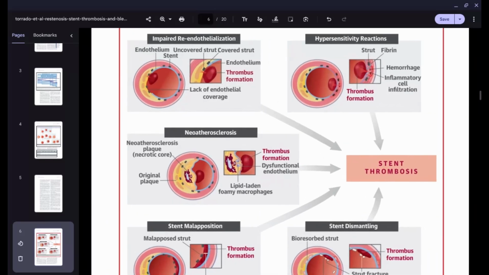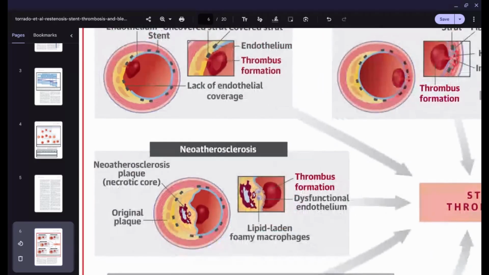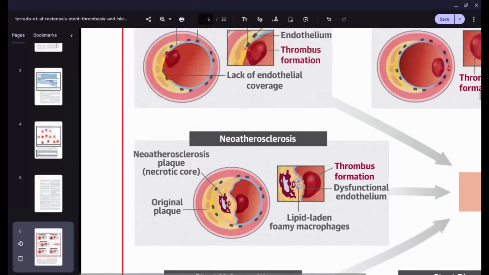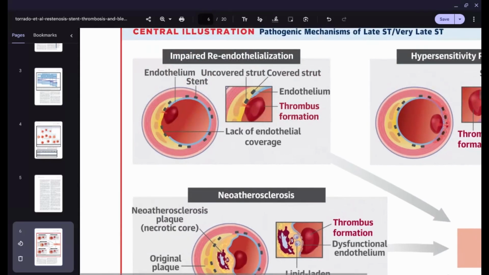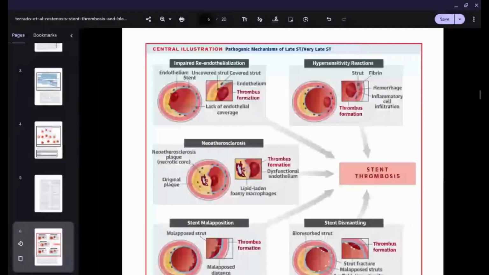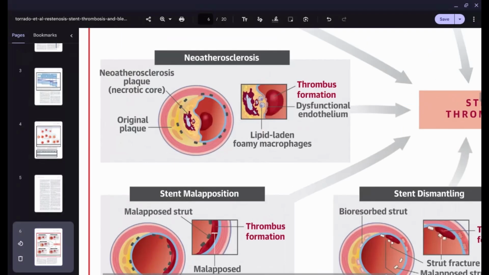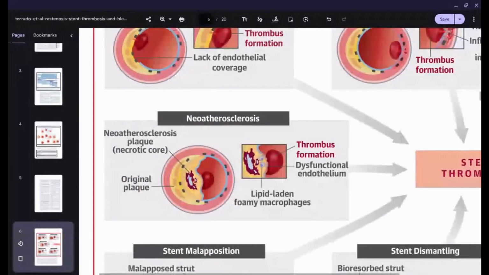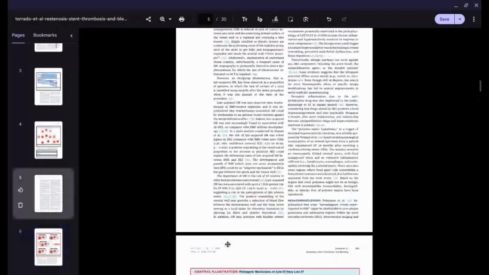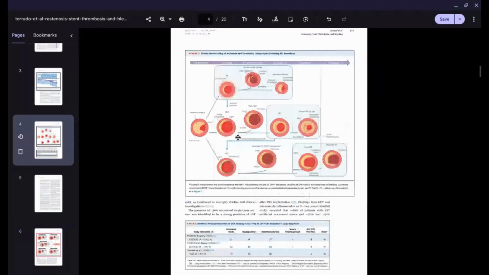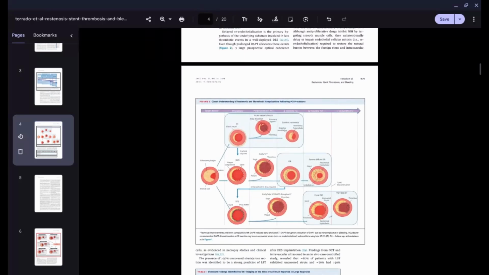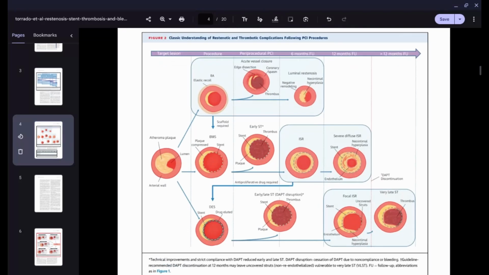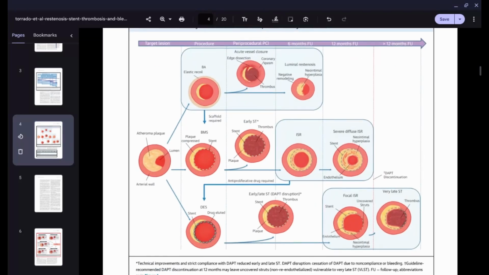So notice, there are a couple of features. In fact, I'll show it here. Eventually they all lead to thrombus formation, but there are also slightly one or two variants of that, in real life.